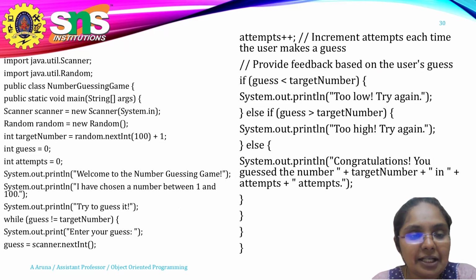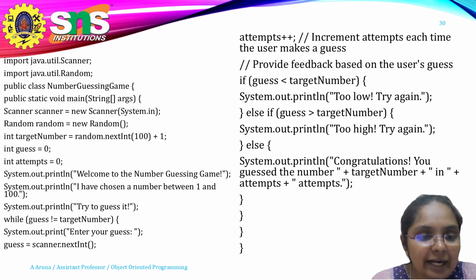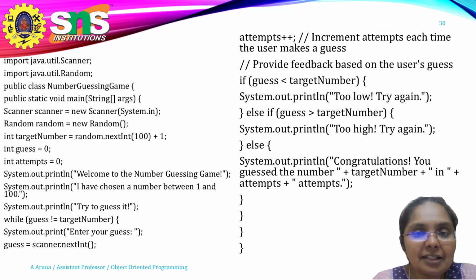For that, I have to use a public class called NumberGuessing. I have included two classes: one is Random, another one is Scanner. Scanner is used to get the input from the user. Random is used to generate the random number, because the user cannot pick it; the system has to pick the random number. For that, I am using the Random class. Through that Random class, I created an object called random. Through that, I have created a target number, that is the machine's thinking number, calculated as random.nextInt(100) + 1.